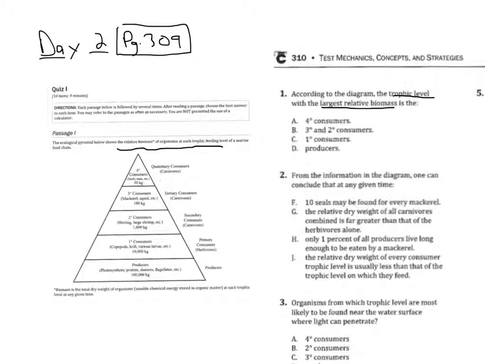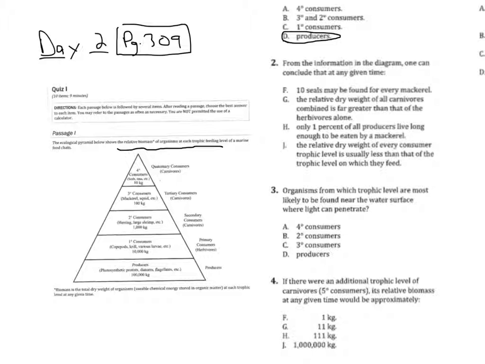level. So I immediately know that this is showing me the relative biomass of organisms at each trophic feeding level. And the largest biomass is going to be the one with the largest number. So we see here the 4th degree consumers are 10 kilograms, then 100 kilograms for 3rd degree, 1,000, 10,000, and 100,000 for the producers. So our answer for the first one is producers. All right, so let's take a look at question 2.